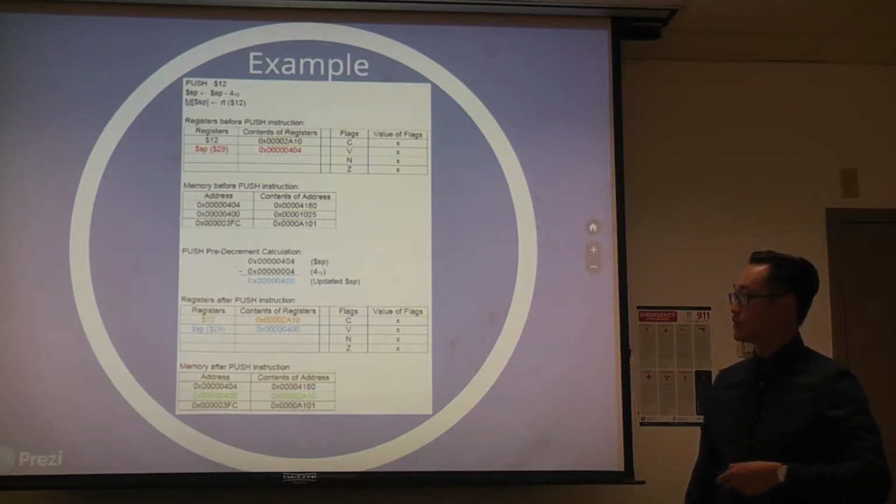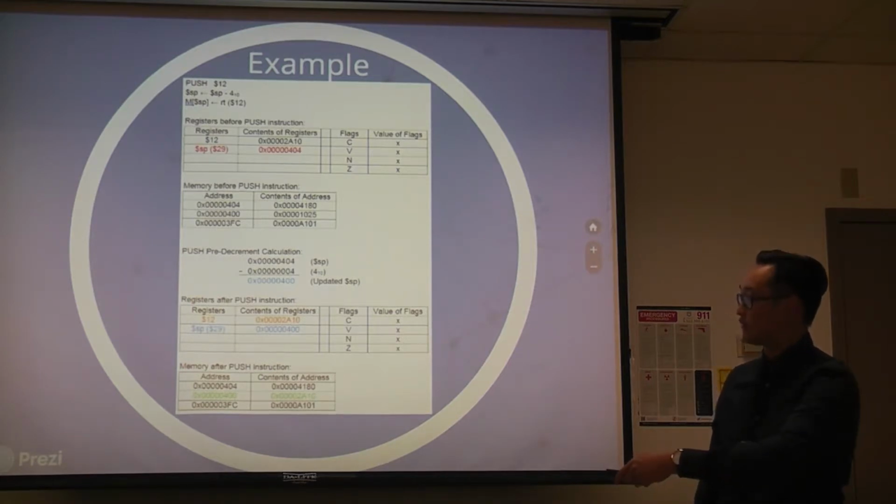Since our new SP is 400, and our register 12 is 2A10, the memory after the push at 400 updates to 2A10 in the green.